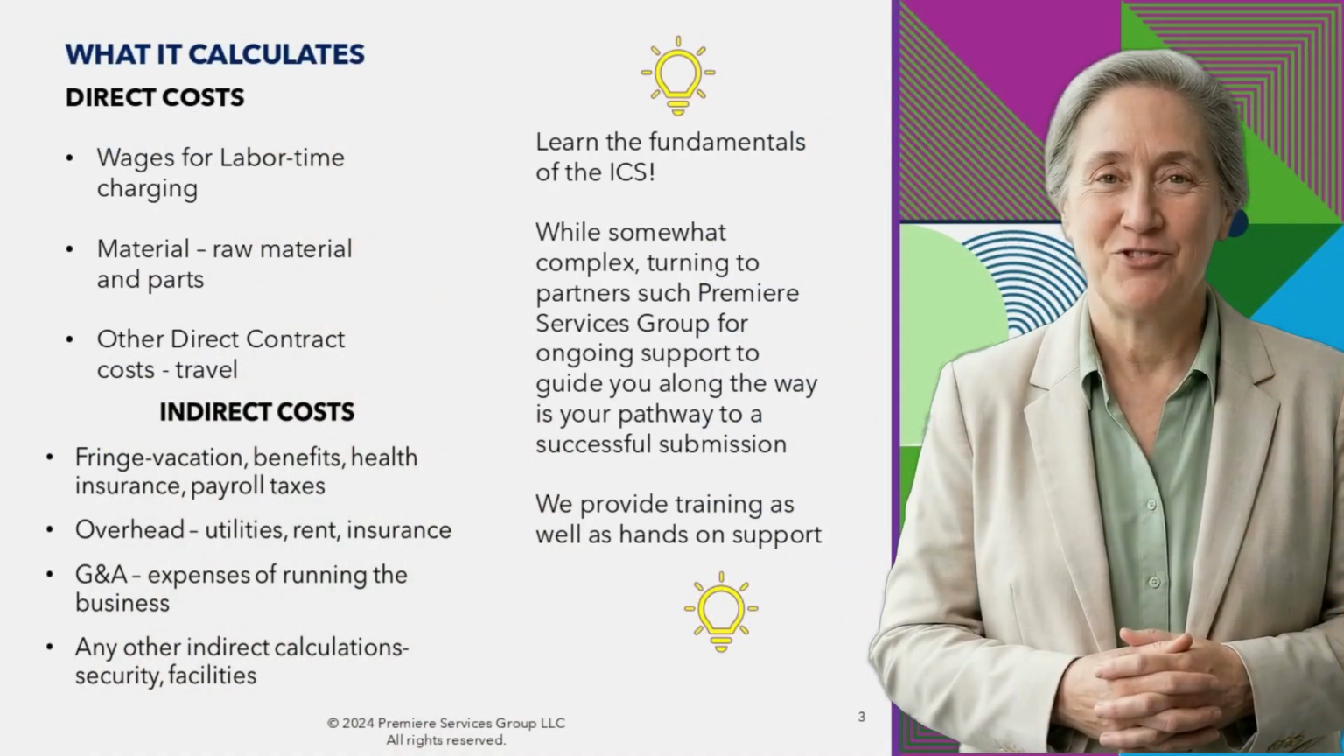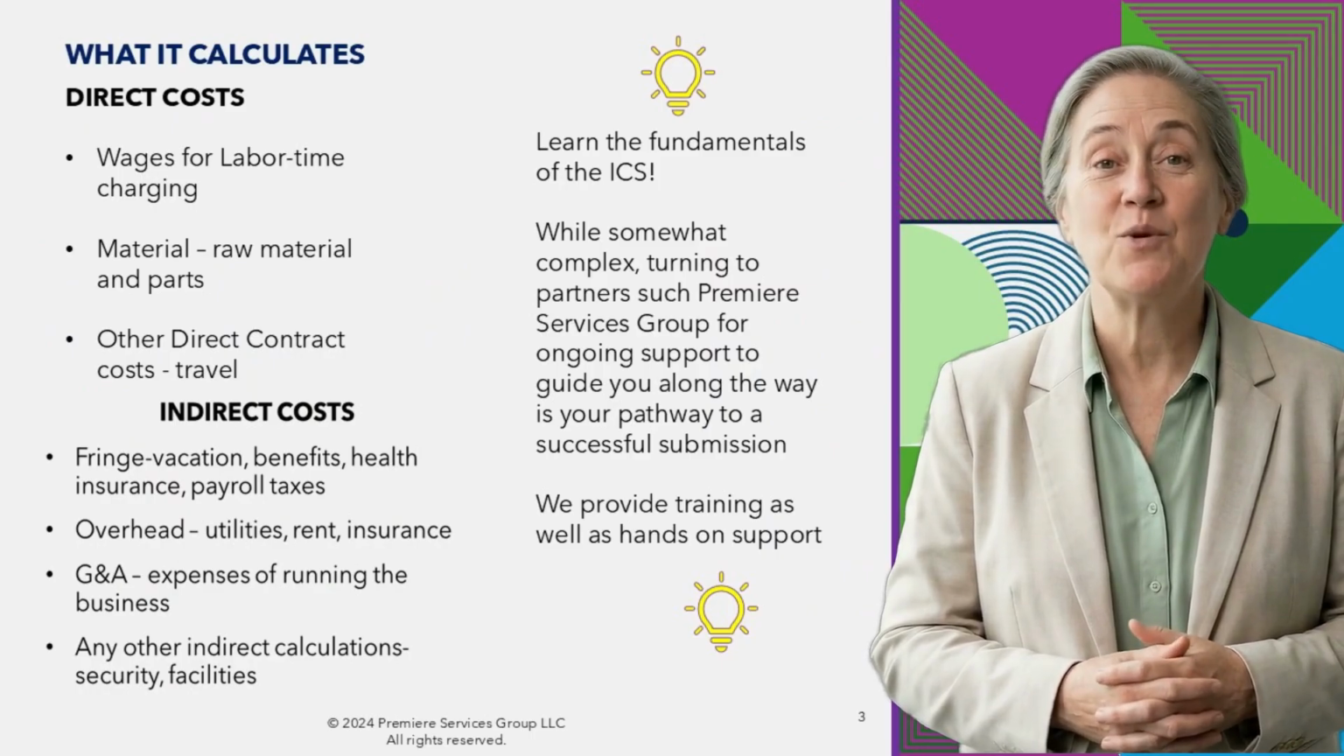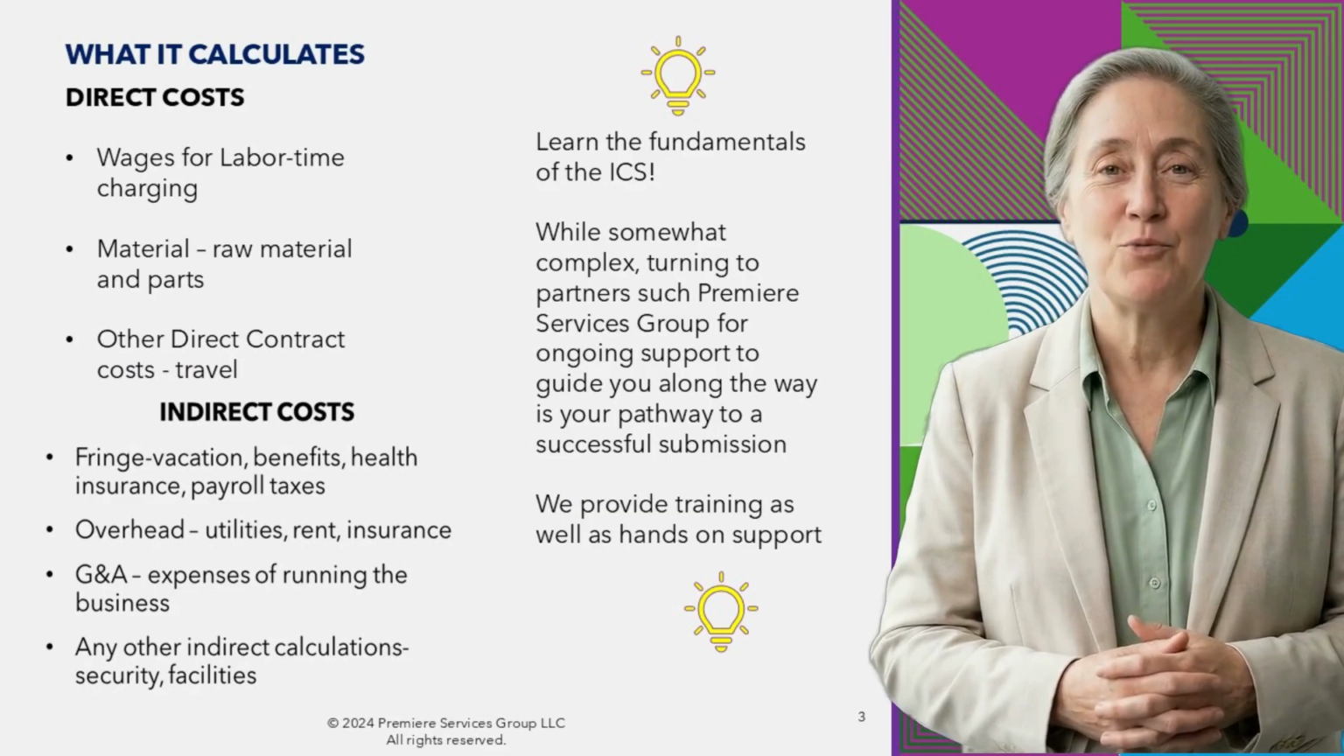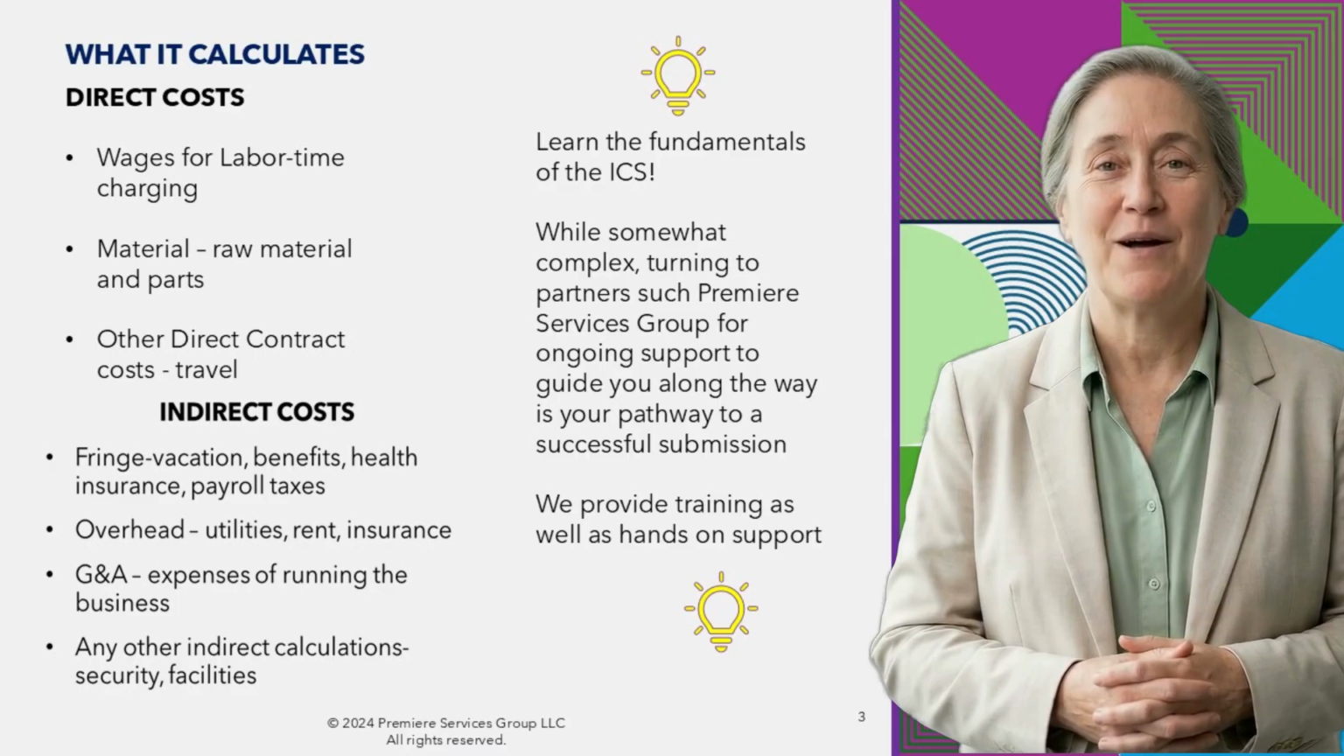Now, what exactly goes into these calculations? The ICS breaks down your costs into direct and indirect categories. Direct costs are the straightforward ones tied to specific contracts, like wages for labor hours, raw materials, and parts, or other contract-specific expenses such as travel.